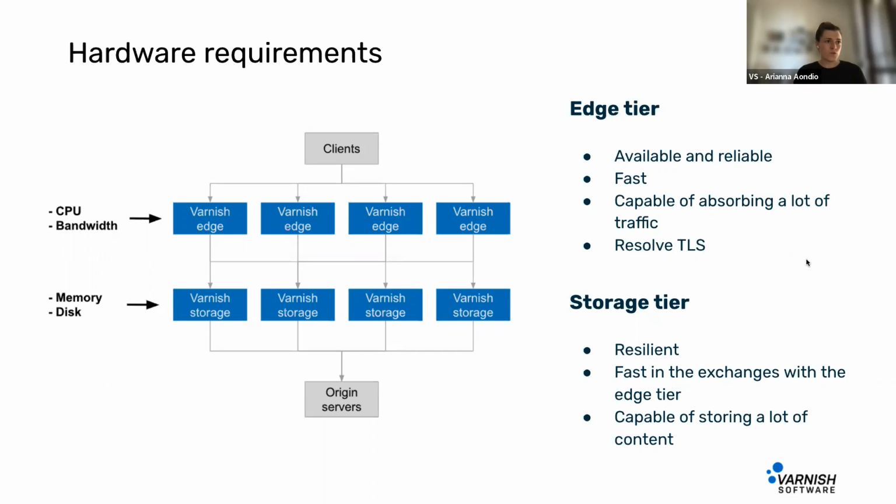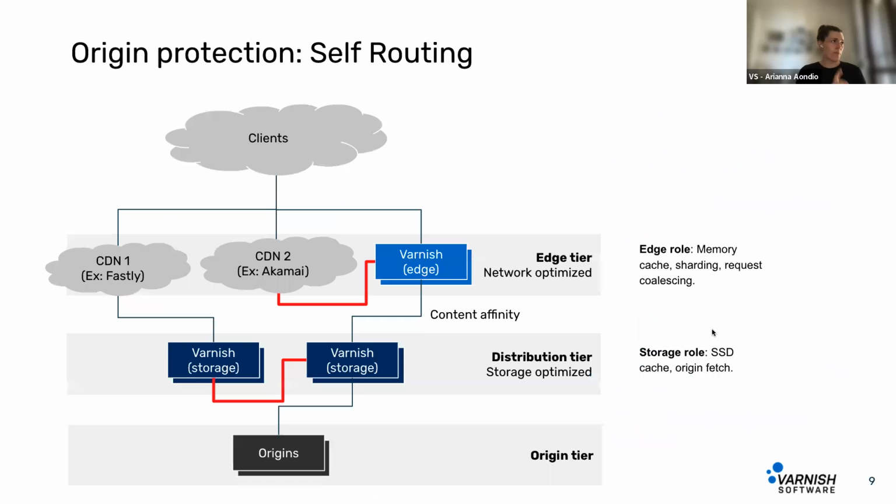Perfect. And that was all about scaling. And now instead, I would like to focus on origin protection. Scaling, as I pointed out, is a physical part of the CDN, because whenever you need to scale, you are basically considering new machines, new nodes, and new resource requirements.